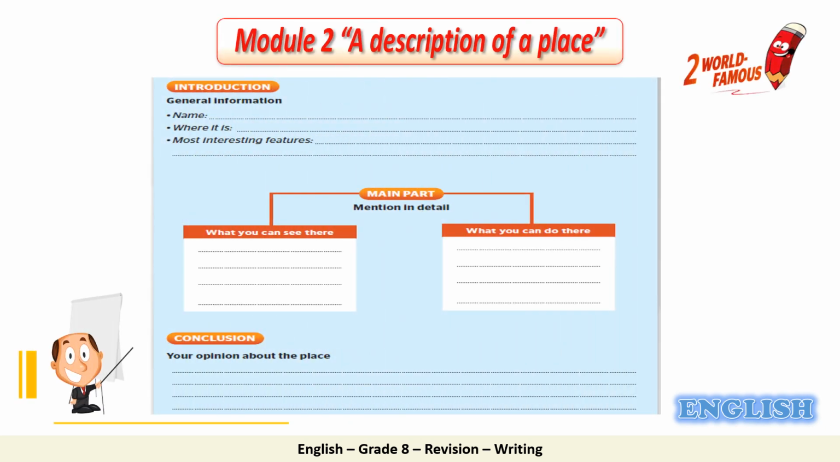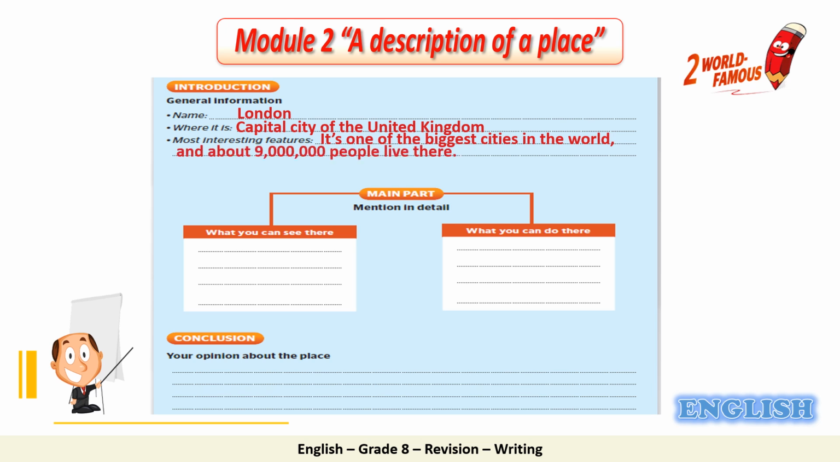Let's choose a place to write about. London, for example. In the introduction, you have to write some general information about London, such as its location and most interesting features. So, do you know its location? You are right. It's the capital city of the United Kingdom. What about most interesting features? Excellent. It's one of the biggest cities in the world. About 9 million people live there.